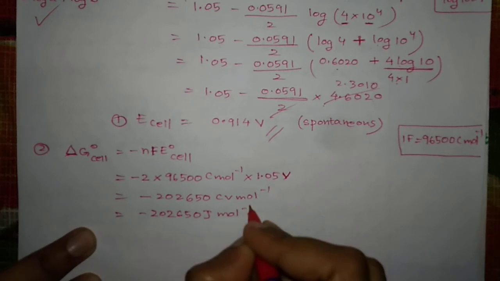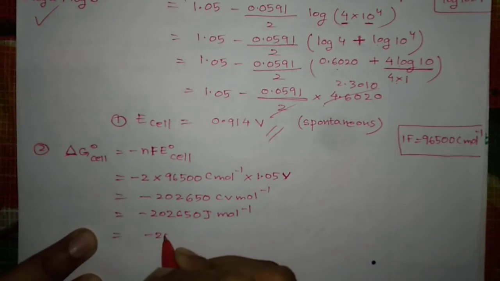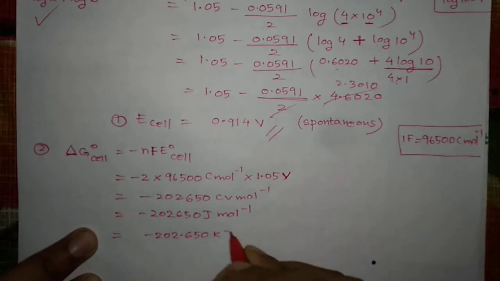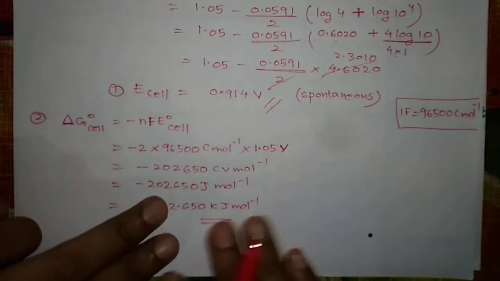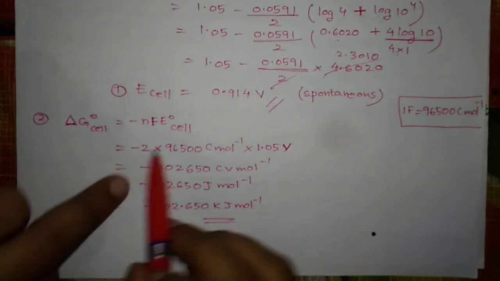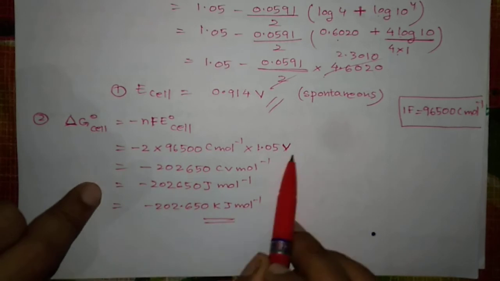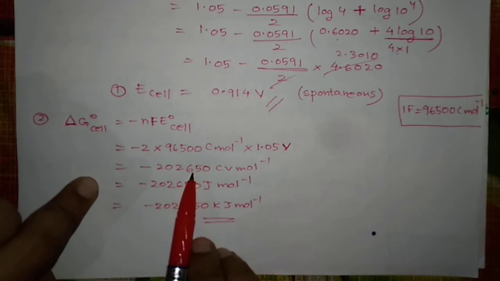Okay, joule per mole. And sometimes if you need to convert it into kilojoule per mole, you divide this expression by 1000, so you will get the answer in kilojoule per mole. Sometimes they ask you in kilojoule per mole, so you just divide and you will get it. This calculation is very simple, right? Do the calculation and you will get this value.